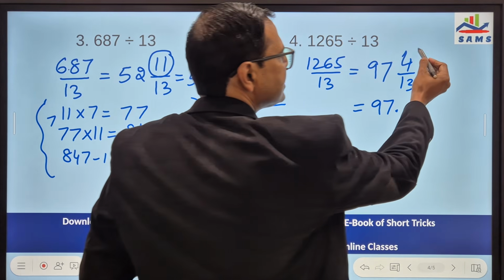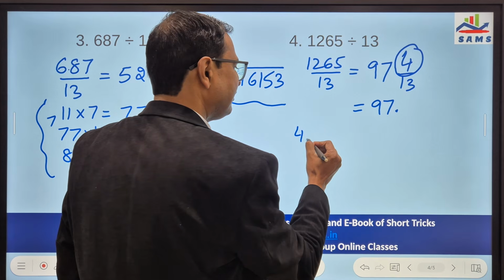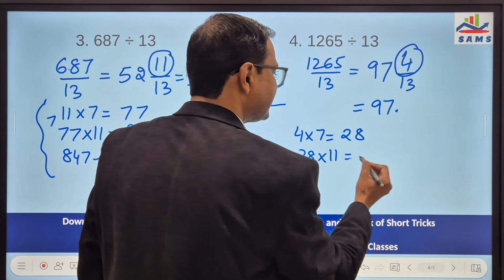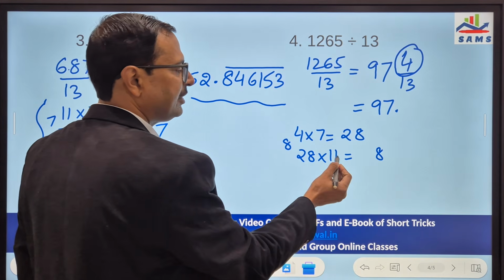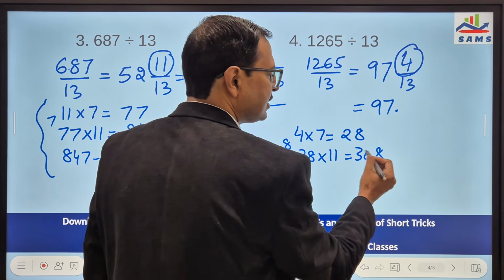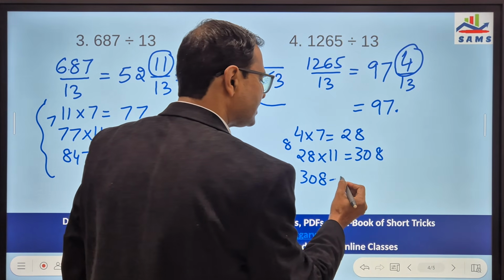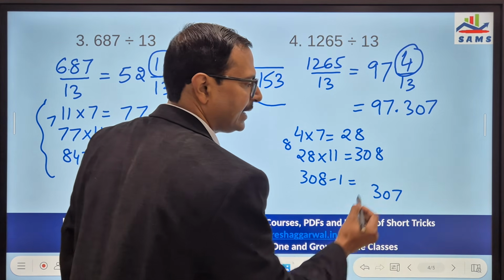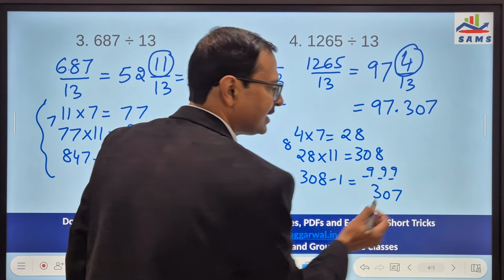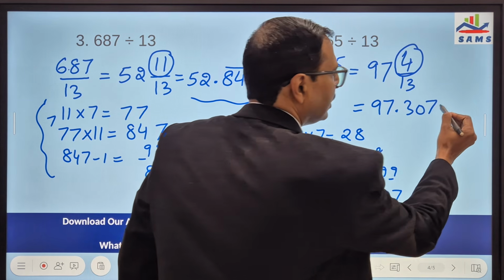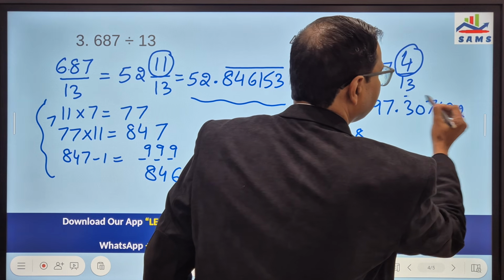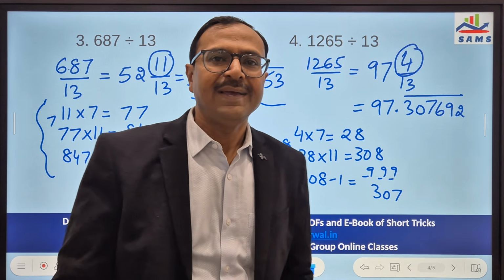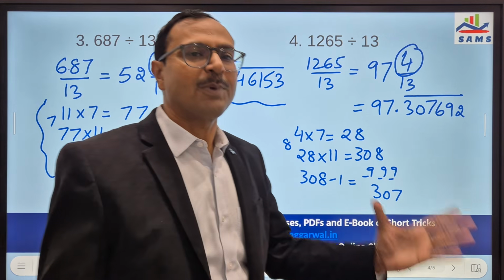And what is that something? Start with the 4. 4 times 7 is 28. 28 times 11. 11 8s are 88. 8 carry. 11 2s are 22 plus 8 is 30. 308. And 308 minus 1 will give 307. So 307 is the first part, and then 9 minus and 9 minus gives 692, and that completes your division problem. 97.307692 bar is the answer for this division problem.